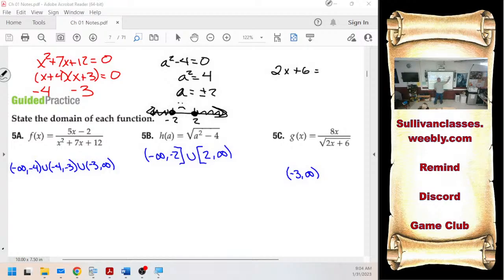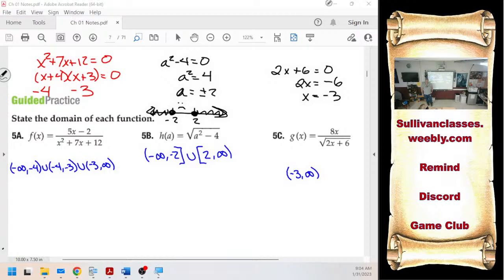2x plus 6 equal to 0. You say, if I put in -3, does it work or not? It works for the radical, but it doesn't work for the denominator. So I can't be at -3, and then you test bigger or smaller than that to decide which way you got to go.